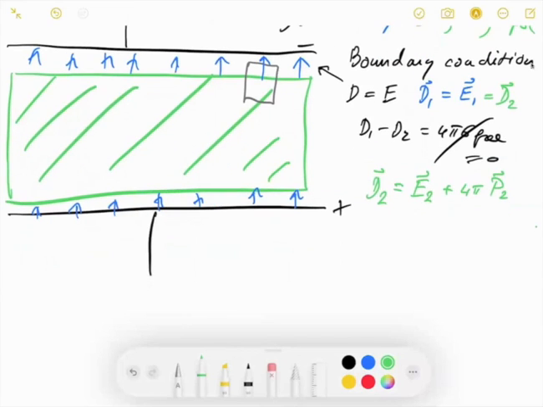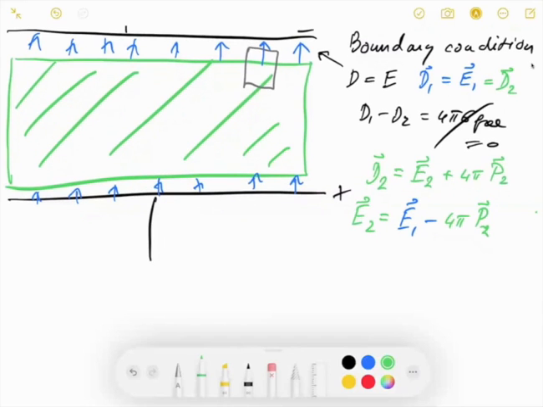And since D2 is equal to D1 is equal to E1, finally E2 is going to be E1 minus 4 pi P2. Okay. So what does that mean? Well, if P2 is a field that's pointing in the same direction as E2, then that means that E2 is smaller than E1.